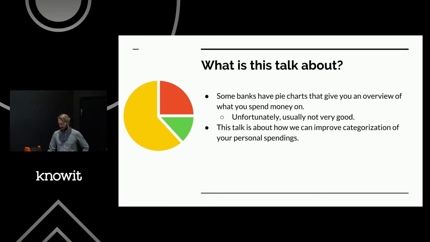Then I check my internet bank, and there's usually some sort of overview of what you have spent your money on in the form of a pie chart or something like that. But usually it's not very good, and a lot of your transactions are labeled under the other category, like the yellow there. So this talk is about how we can improve categorization of your personal spendings.